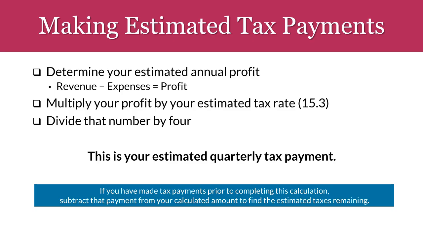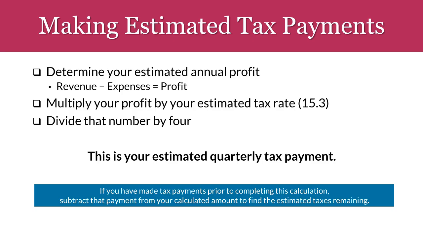To determine your estimated annual profit, review your cash flow and profit and loss. Subtract your expenses from your revenue. The resulting number is your profit. Then you can multiply that number by your estimated tax rate, 15.3%, to find your estimated tax payment. Divide that number by 4 to find the estimated amount per quarter. If you have made tax payments prior to completing this calculation, subtract that payment from your calculated amount to find the estimated taxes remaining. This can be done proactively with estimated figures to help you manage your finances effectively and mitigate a hefty tax bill at year-end.